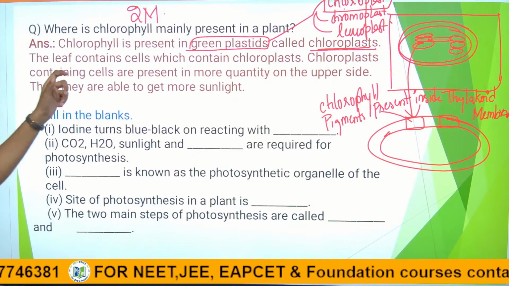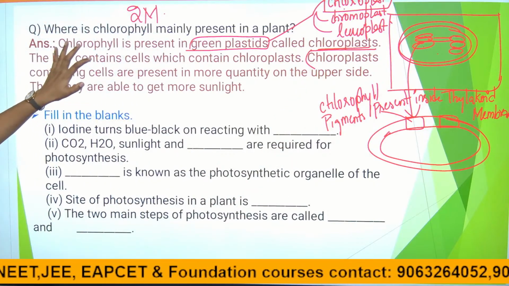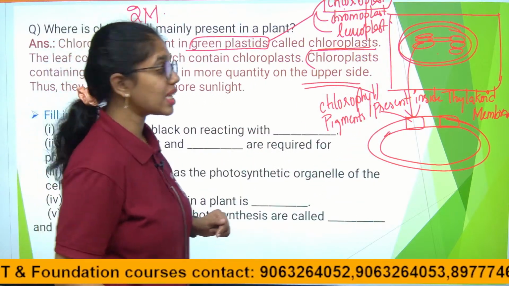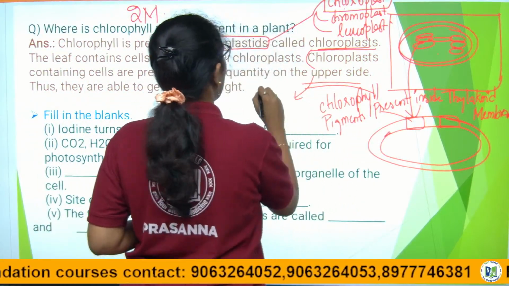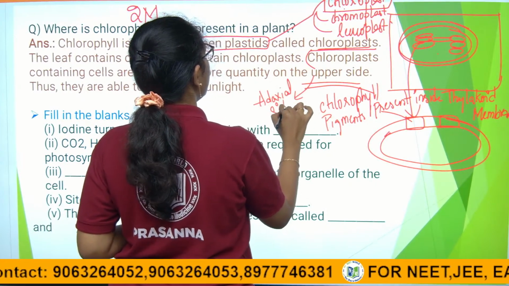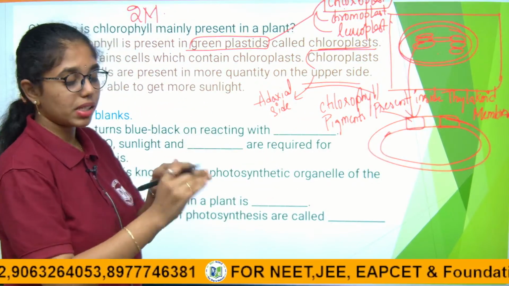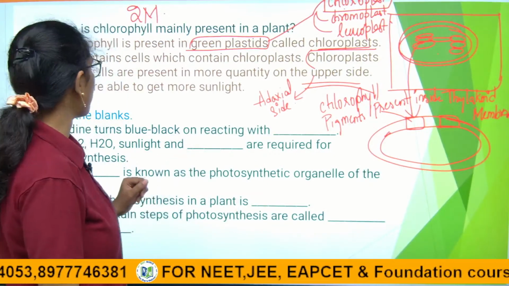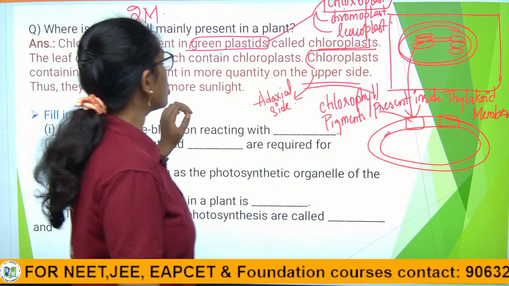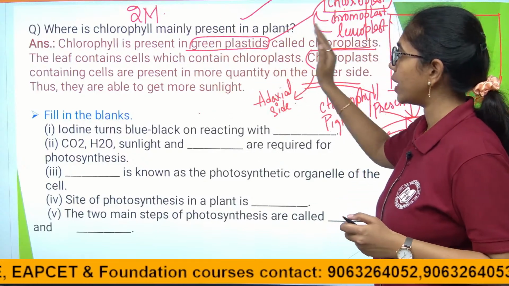The leaf contains cells which contain chloroplasts. Chloroplast containing cells are present in more quantity on the upper side of the leaf. The upper side is called the adaxial side, or ventral side, of the leaf. So, the most amount of chloroplasts are present on the upper side of the leaf, thus they are able to get more sunlight. This is the explanation that you have to give when this question is asked about where chlorophyll is mainly present.